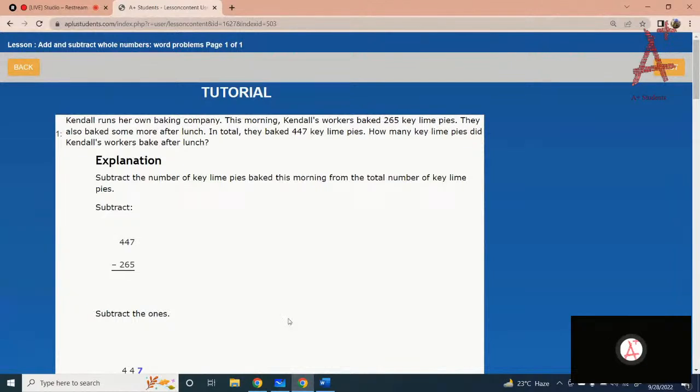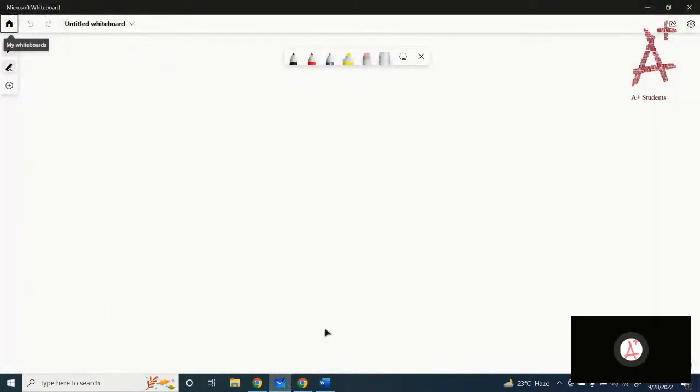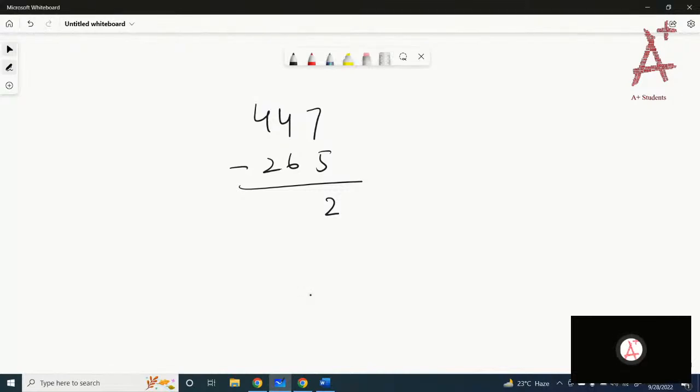So, 447 minus 265. Okay, you have to start from the ones digit. So 7 subtract 5 is 2. Then you have to subtract 6 out of 4. We cannot subtract a greater number out of the smaller one, so you have to borrow 1. So we borrow 1, we are left with 3 here, and it makes 14. So 14 subtract 6 is 8.